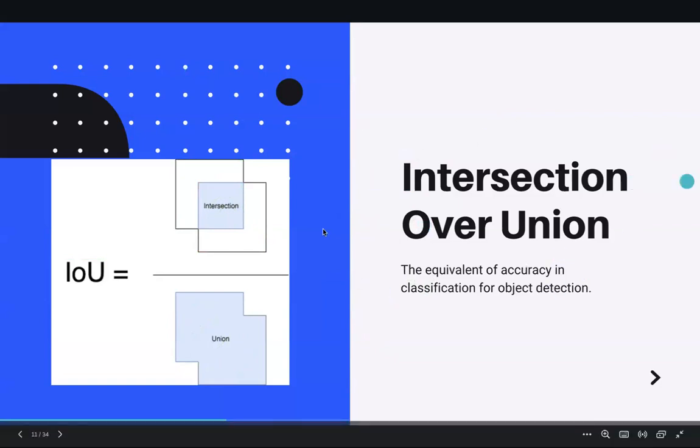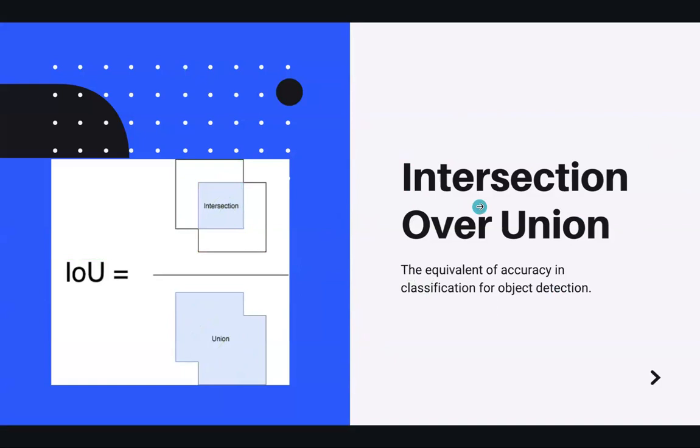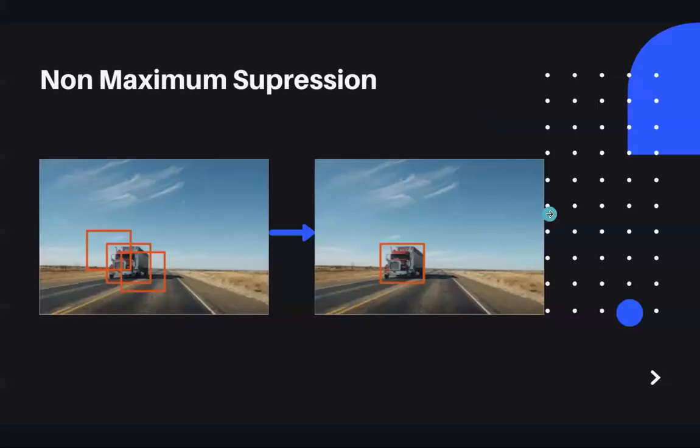So does the idea of intersection over union seem logical as an estimation? Seems good? Okay, yes. Perfect.